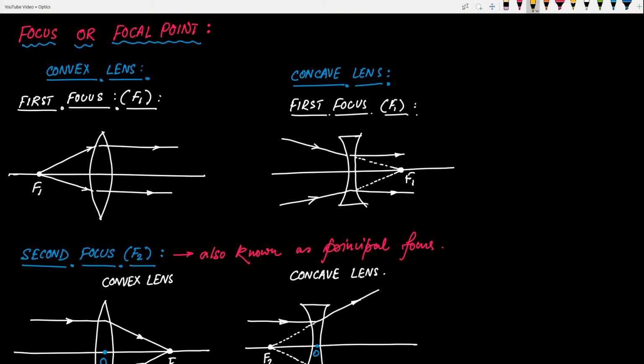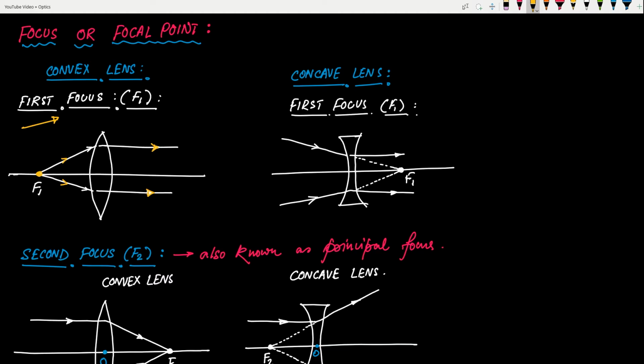Let's look into that. So let's see what is the first focus for convex lens. The first focus of convex lens is a point such that if rays of light come from that point, then after refraction through the lens, the rays become parallel to the principal axis. This is the first focus. I'll repeat again. It is a point from where if light rays come and hit the lens, then after refraction those rays will become parallel to the principal axis. That is the first focus of convex lens.